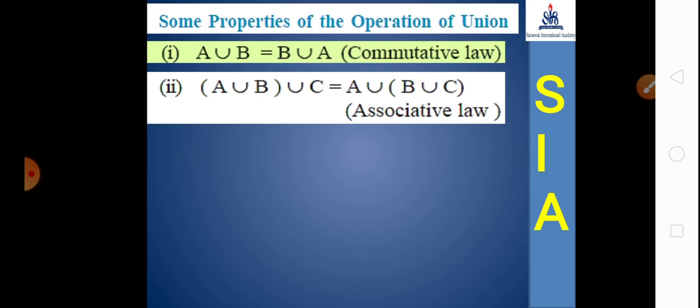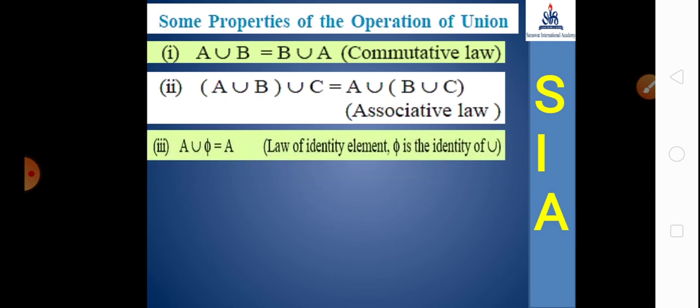Association: here A, B and C are given. Whenever three sets are given in this union form, that is called the associative rule. Students, some same properties of operation also hold for the intersection. That's why I explain them in the next part, but here I am explaining only the union part. So the first property is the commutative rule, the second property is the associative rule.